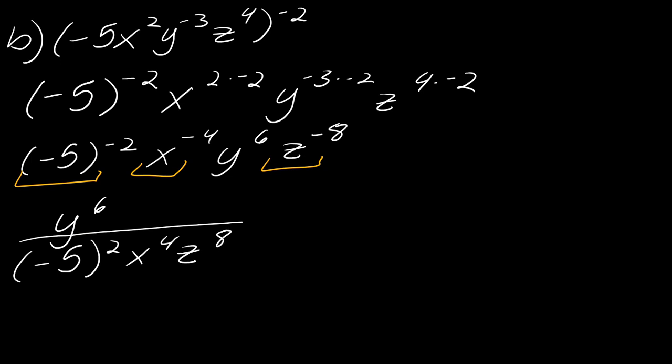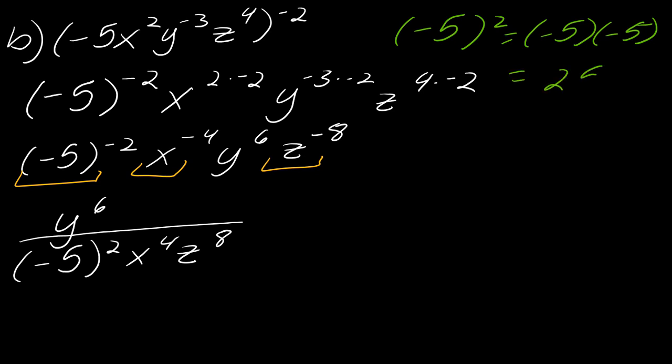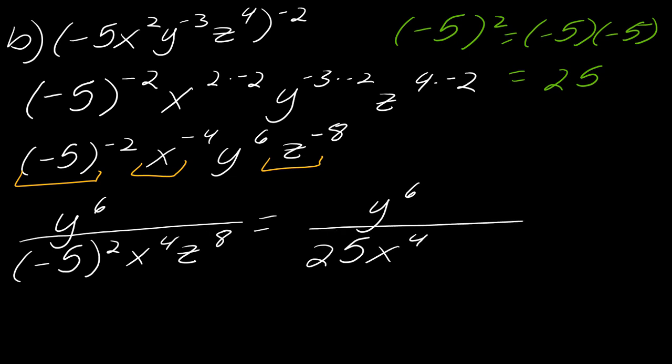So now I can evaluate this. And remember, I'll write this out over here. Let's see, I'll use green. Negative 5 squared. This is negative 5 times negative 5. And so that's 25. That's positive. So that's really the importance of this, is figuring out if it's positive or negative. So the final answer here is 25 x to the 4, y to the 6th over 25 x to the 4th, z to the 8th.